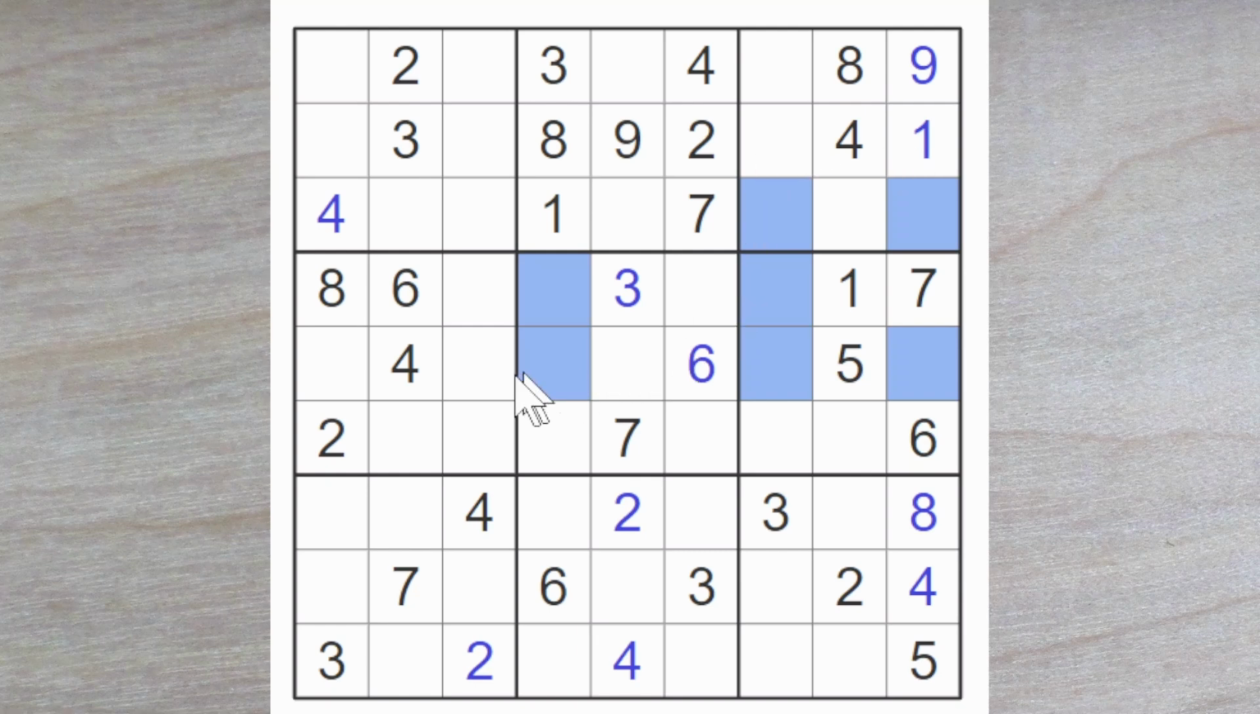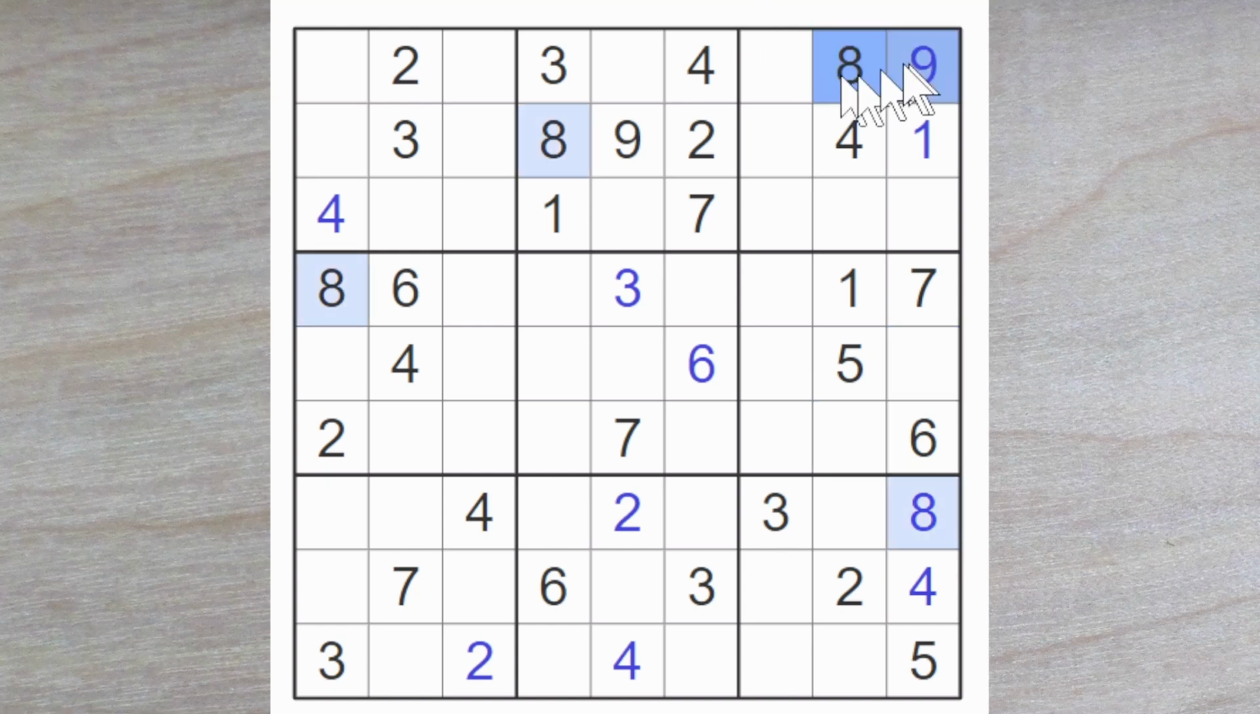A 3 must go here or here. Can I use that information for anything? Not really, because a 3 can also go here and here. I really could use 1 or 2 more 9s, but I'm just spotting something.